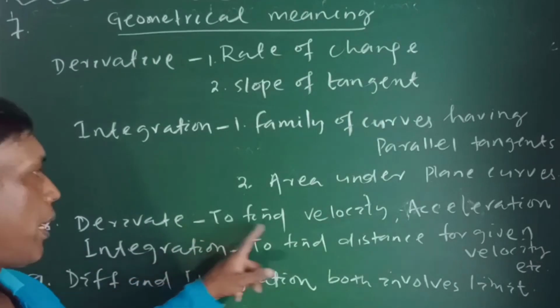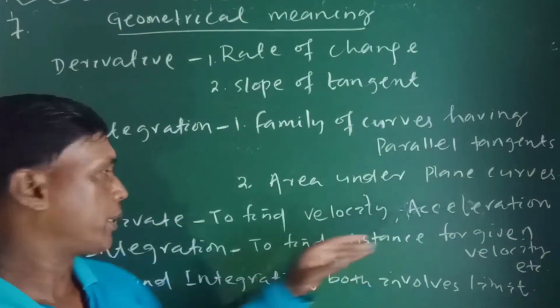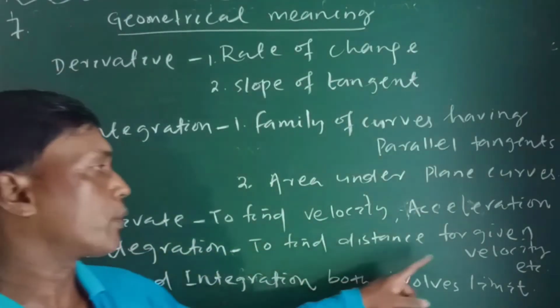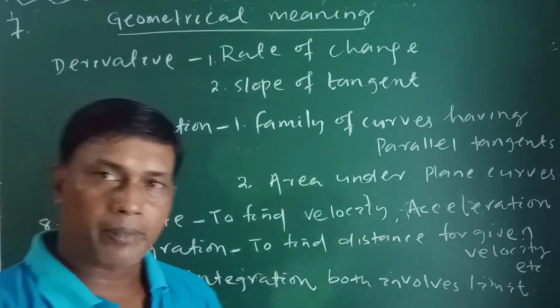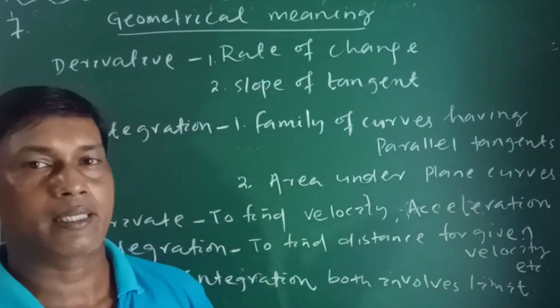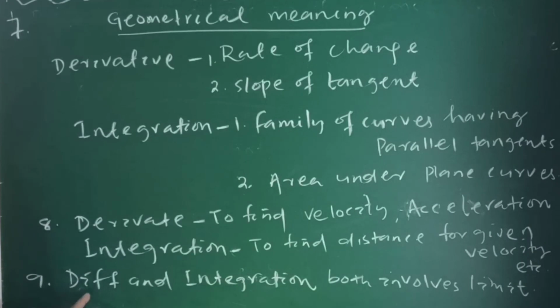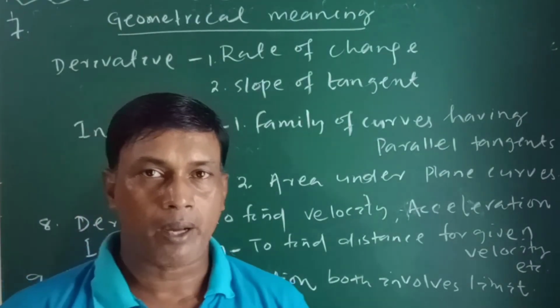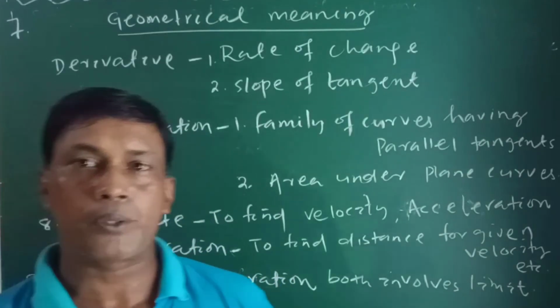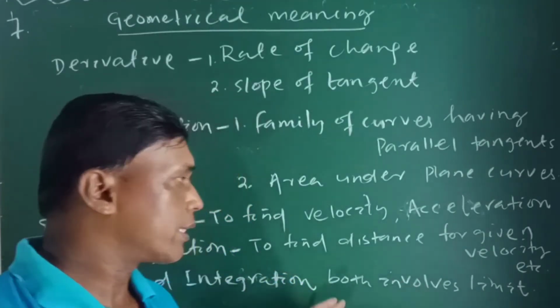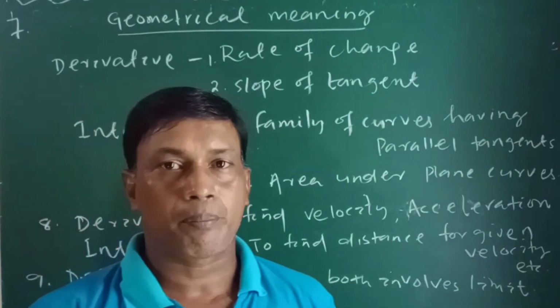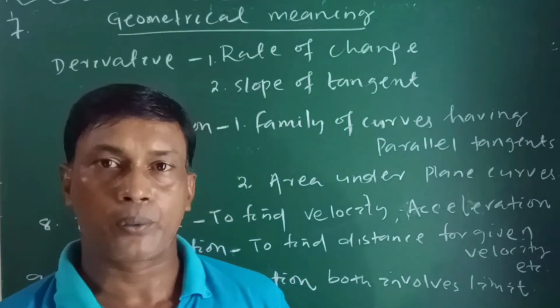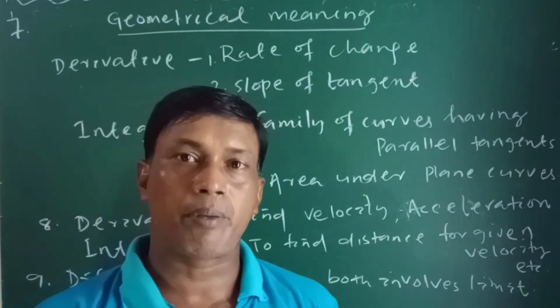Next, the derivative is used to find velocity and acceleration, but integration is used to find distance when velocity is given, or to find velocity when acceleration is given. Then the last property is that derivative and integration both involve limits. When we evaluate the differentiation of a function, we use a limit. Also, integration is the limit of the nth partial sum. That means these two operations involve limits.